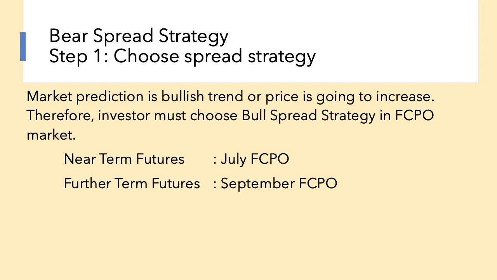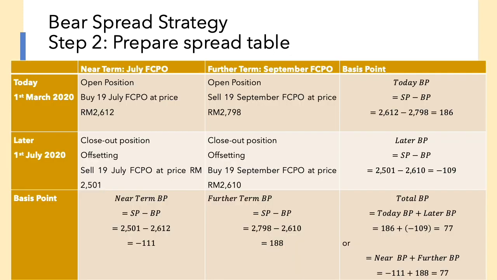You plan to spread by using 19 July FCPO and 19 September FCPO contracts. Calculate your net profit on 1st July 2020 if the broker's commission is 32 ringgit per contract. So step number 1, you need to choose your spread strategy. The market prediction is a bullish trend, or the price is going to increase. Therefore, the investor must choose the bull spread strategy in the FCPO market.